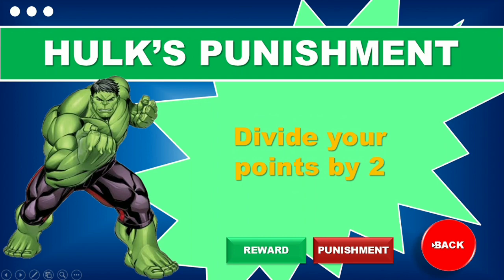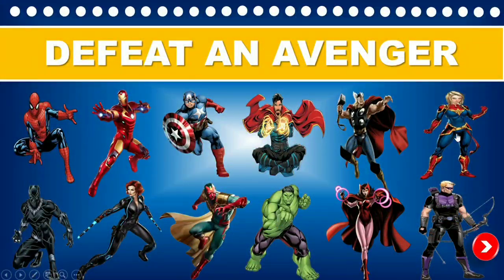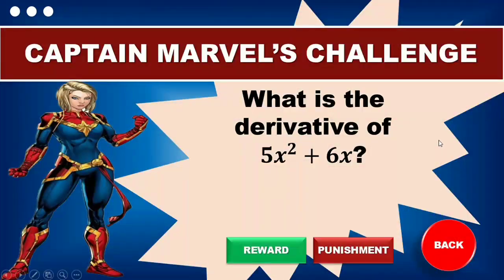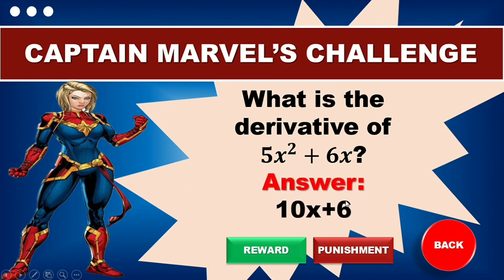So what if they choose Captain Marvel? What is the derivative of 5x squared plus 6x? And the answer is 10x plus 6. So you just multiply the exponent by the numerical coefficient. So 2 times 5, that is 10, and then 6. The derivative of 6x is 6. So this lesson is for a calculus class.